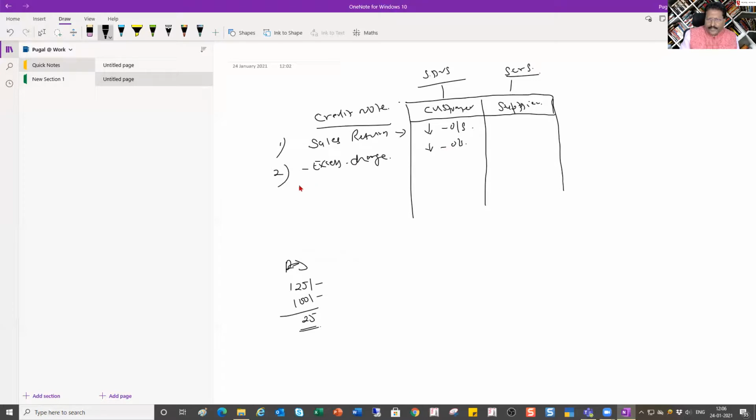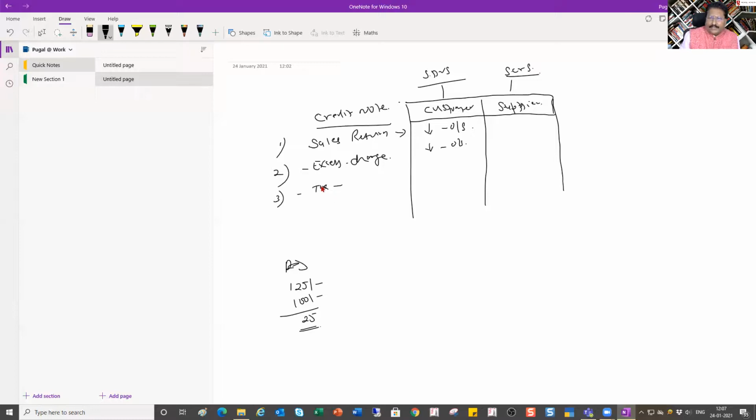Then the third instance is related to tax. Generally, when you are using Tally's GST module, very rarely will you come across this use case, because the GST module in Tally auto-computes the tax as per the rate that you have configured. So hardly will you get this kind of scenario.